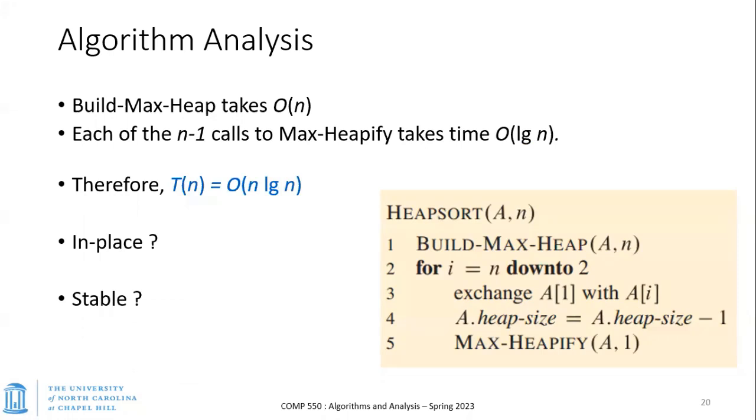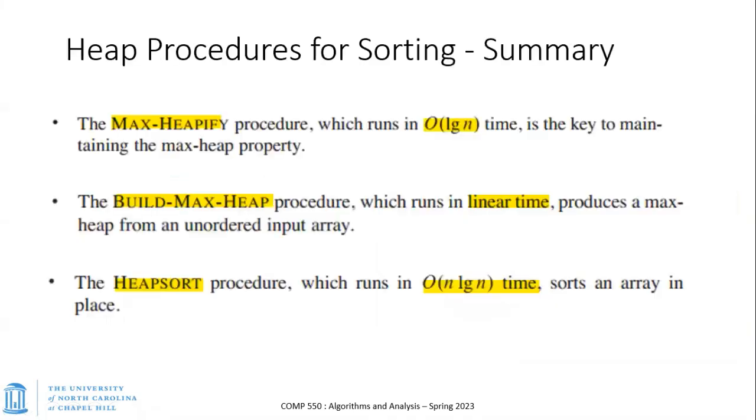So that's essentially where we are, and we've already seen that it's in place, and I've sort of convinced you that it's not stable, perhaps. So these are the three procedures. There's max heapify, order of log n, build heap, which takes linear time, and then heap sort, which takes order of n log n time. So that's a summary of the heap chapter.